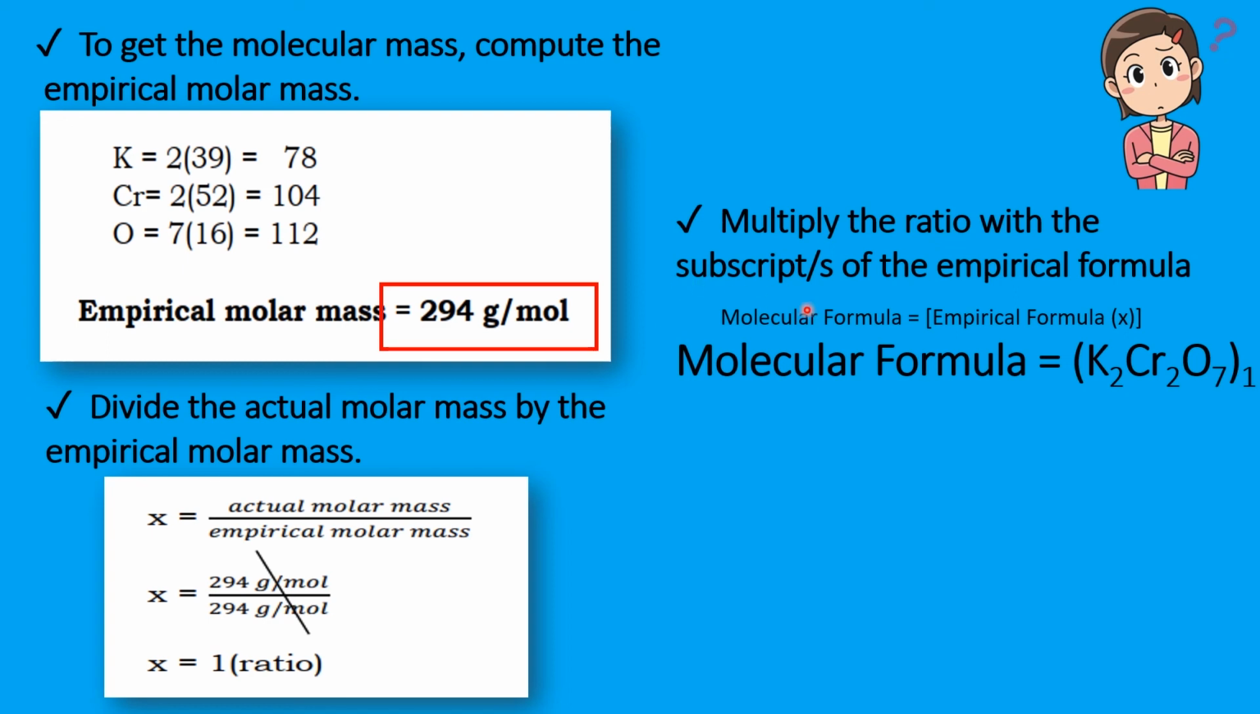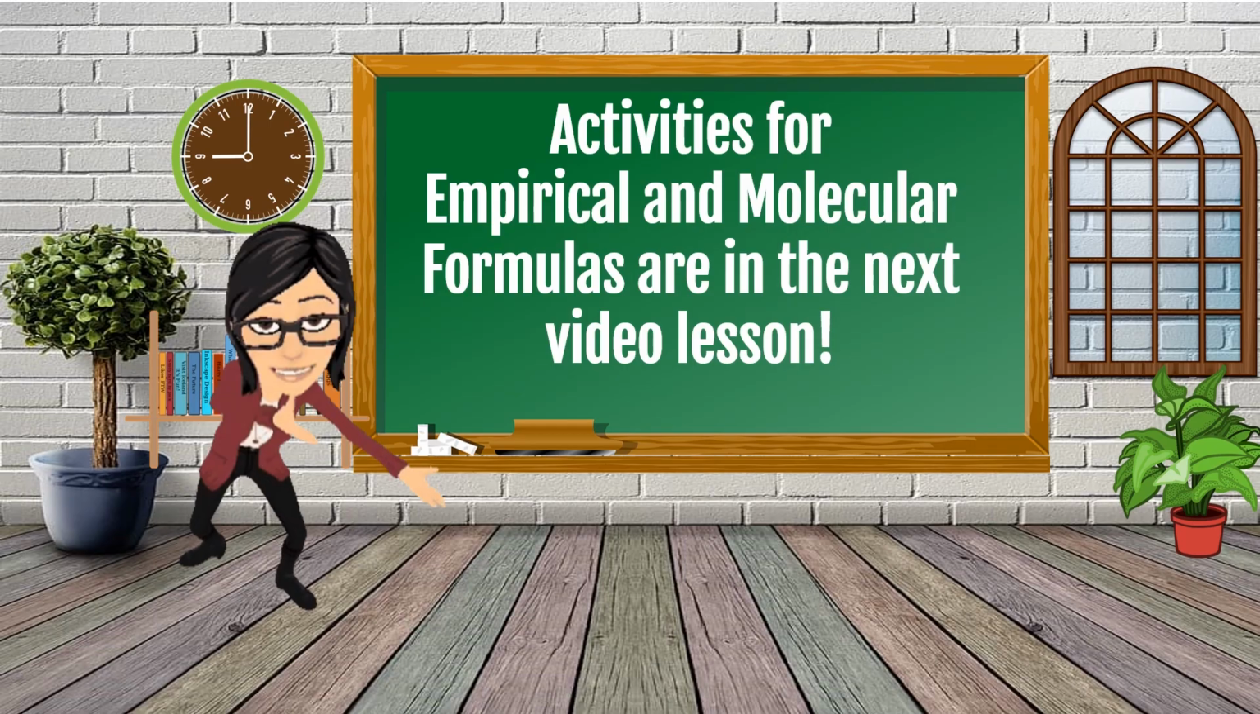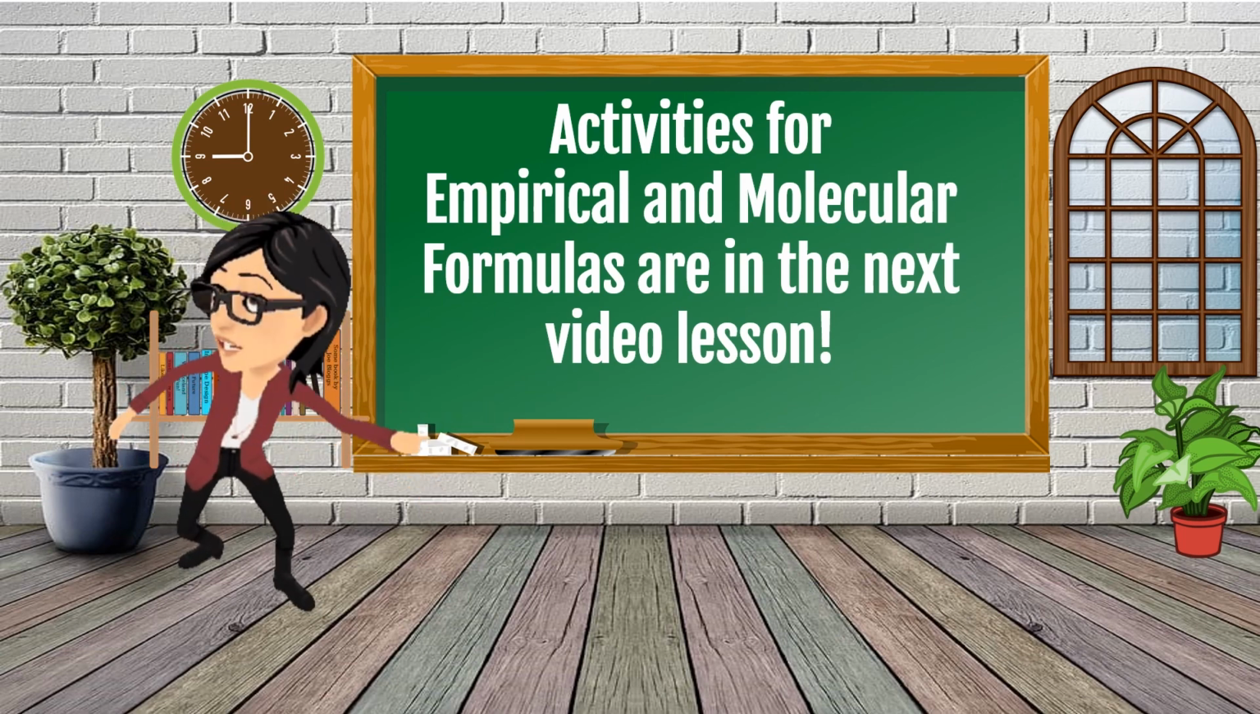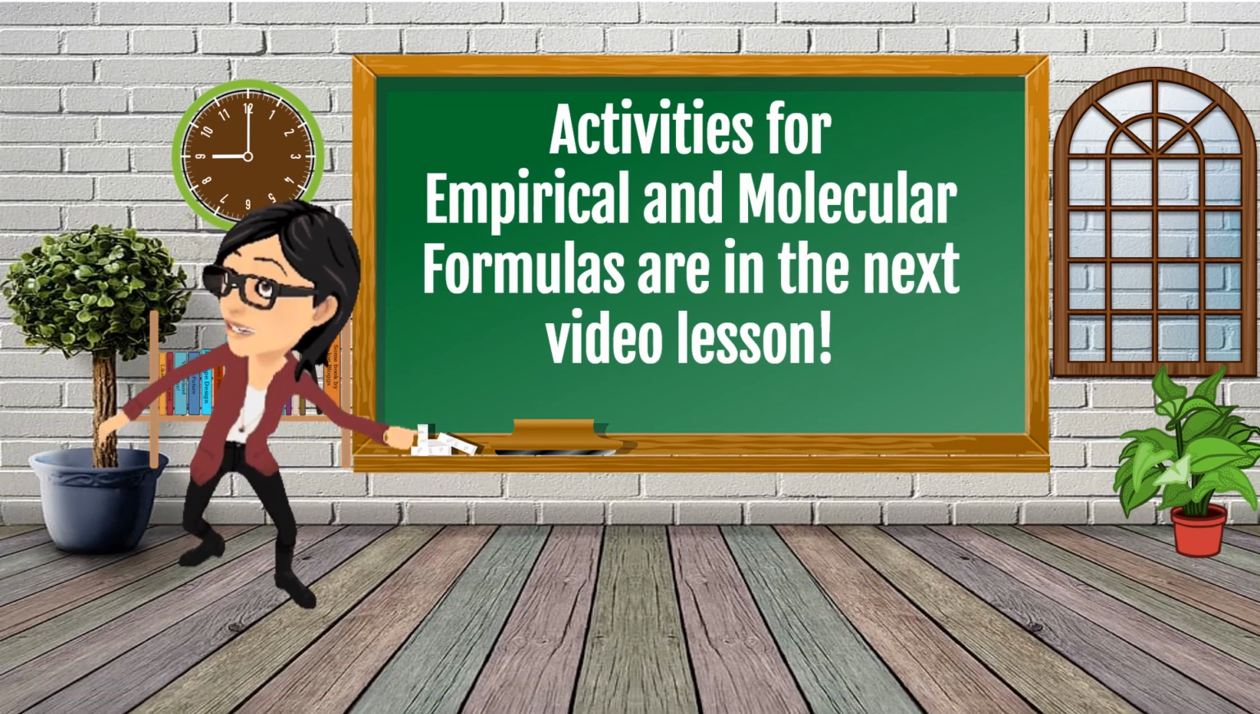We will multiply 1 on the subscripts in our empirical formula. So for potassium, 2 times 1 is 2. For chromium, 2 times 1 is 2. For oxygen, 7 times 1 is 7. So the molecular formula is K2Cr2O7.